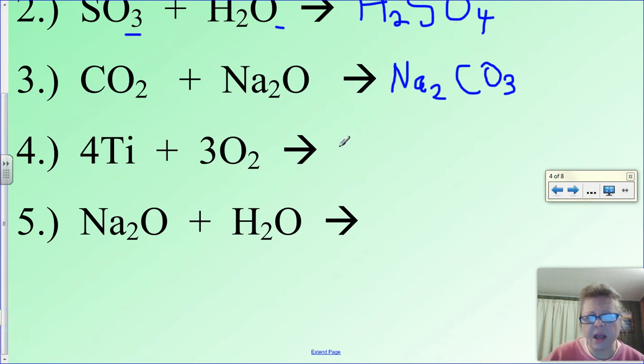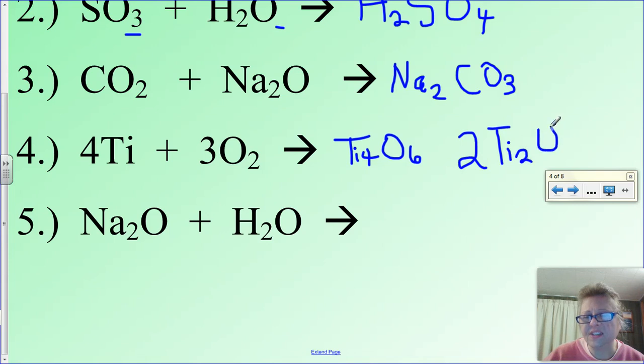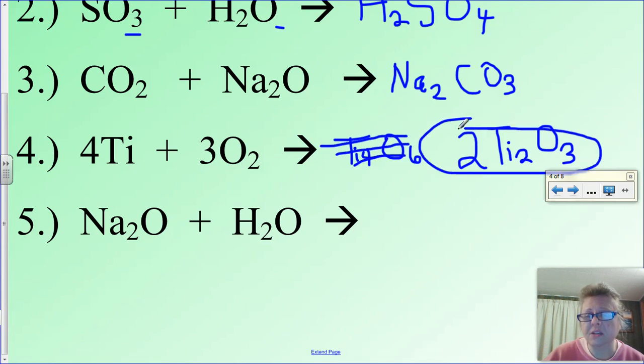In our next example, I have titanium and oxygen. Well, titanium is a metal. I will write that first, and you'll notice that there are 4 titaniums. I have 6 oxygen. Ti4O6, 4 and 6, those are divisible by 2, so I'm going to pull a 2 out as a coefficient and then finish writing my product, Ti2O3, because 2 times 3 is 6. So this is my product right here, 2Ti2O3. 4 titanium, total of 6 oxygen, it's balanced.